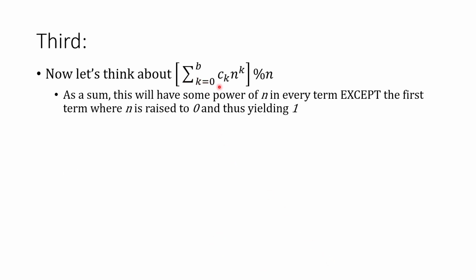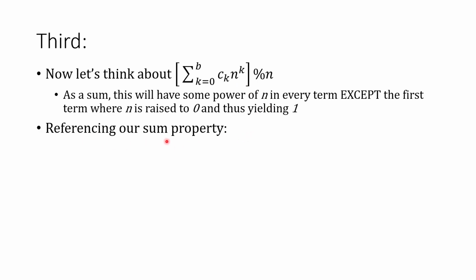So now let's think about what we have so far. As a sum, this will have some power of n in every term except the first term, where n is raised to the 0th power and thus yielding 1, right? Because this sum starts at k equals 0. And so the first term here will just be c_0. And then after that, plus c_1 n, plus c_2 n squared, plus and so on. But the first term doesn't have an n. It's just c_0. And so that's critical to realize.